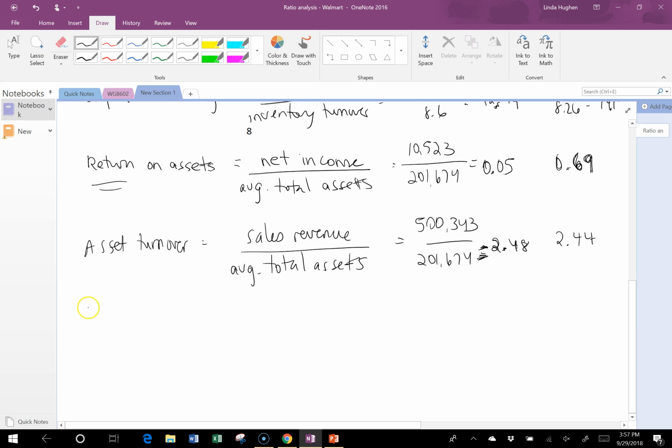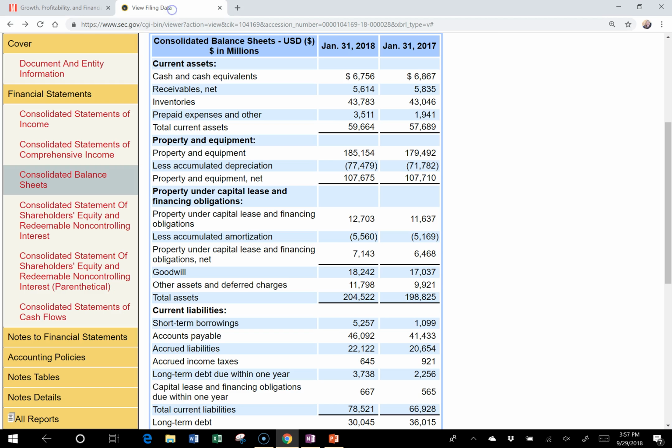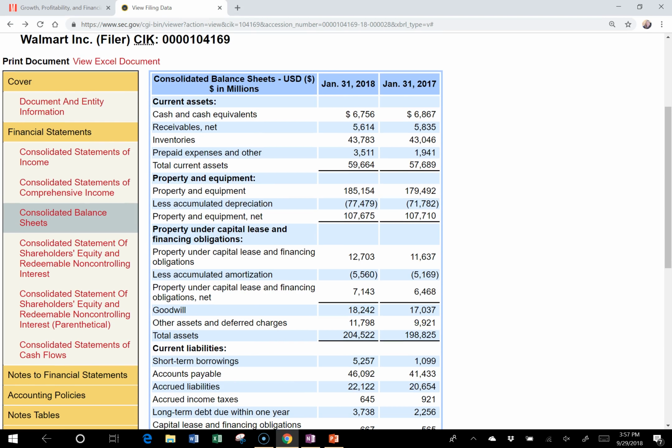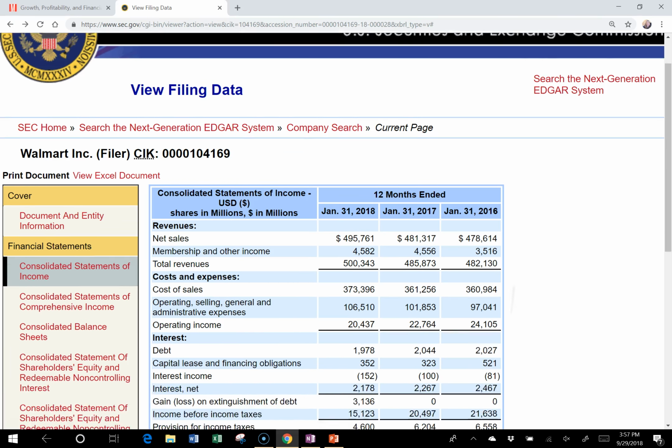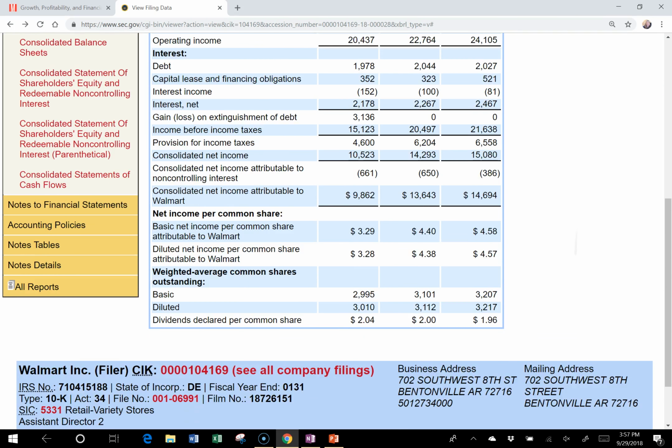Next are 3 measures of profitability. First, earnings per share. We did that last class. Net income minus preferred dividends. Now Walmart does not have any preferred stock, so it won't have any preferred dividends. And divide that by the weighted average number of common shares. And we can easily get this number because the earnings per share is actually given on the face of the income statement. That is required by the accounting rules, GAAP.